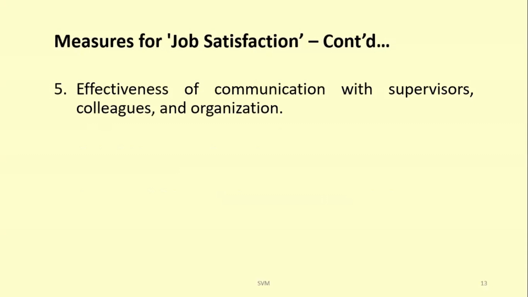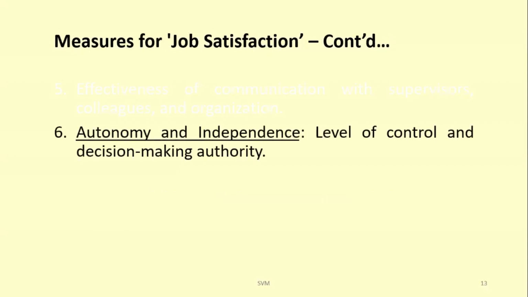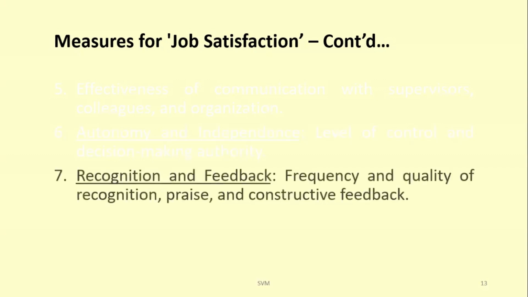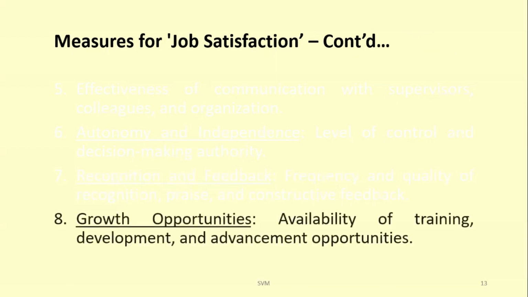The effectiveness of communication with superiors, colleagues, and organizations will also indirectly communicate the job satisfaction level. Autonomy and independence, level of control and decision-making authority. That also, people get satisfaction if they get the authority to take decisions. Recognition and feedback, frequency and quality of recognition, praise, and constructive feedback will also motivate them. It will lead to job satisfaction.